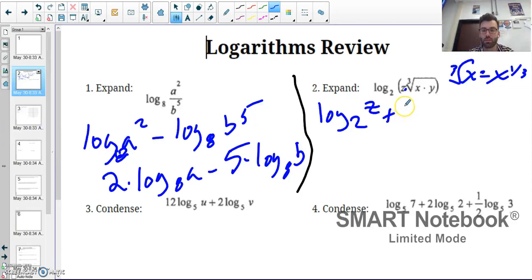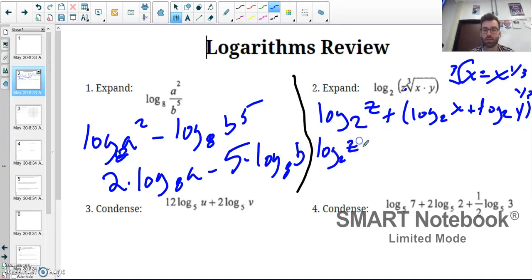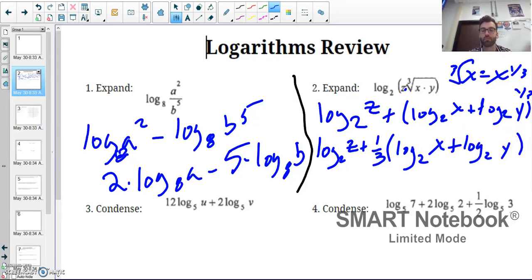Let's go like this. I'm going to go log base 2 of x plus log base 2 of y, and it's all to the 1/3. So then I'm going to drop that 1/3 to the front, but only in front of the stuff that's in the parentheses, because that is the only piece we're taking the cube root of. There you go. That's your answer.